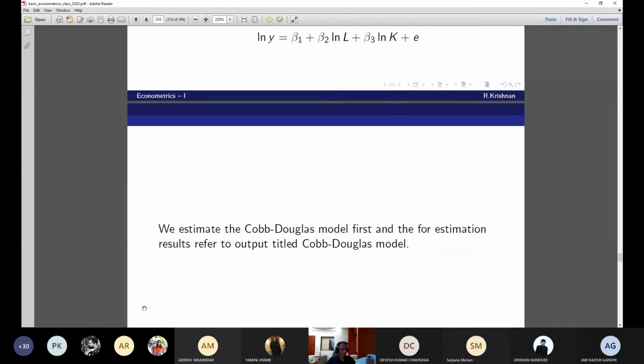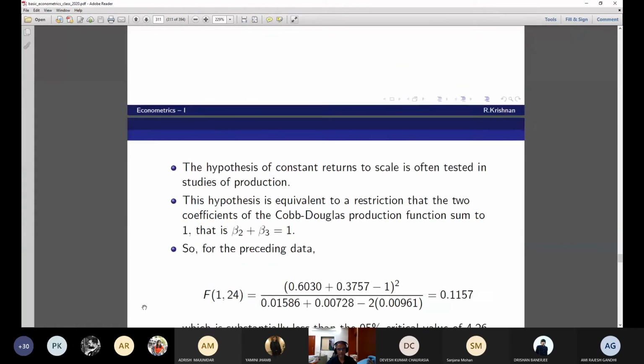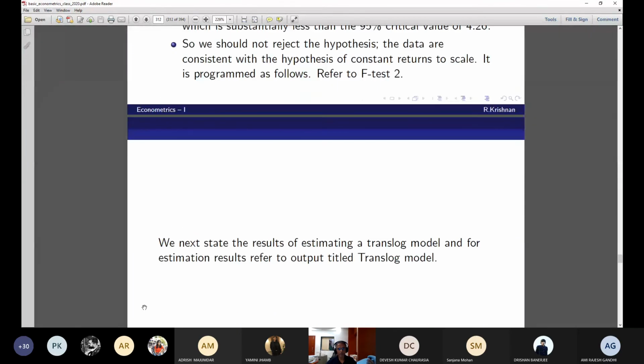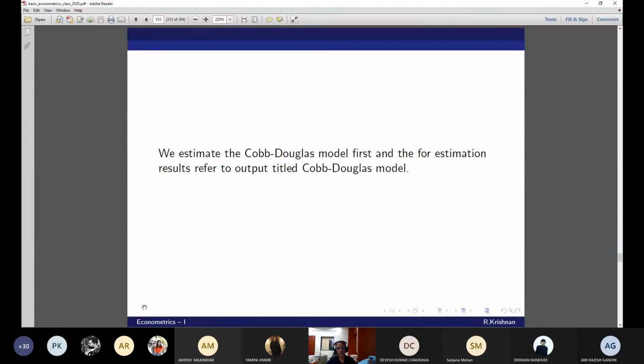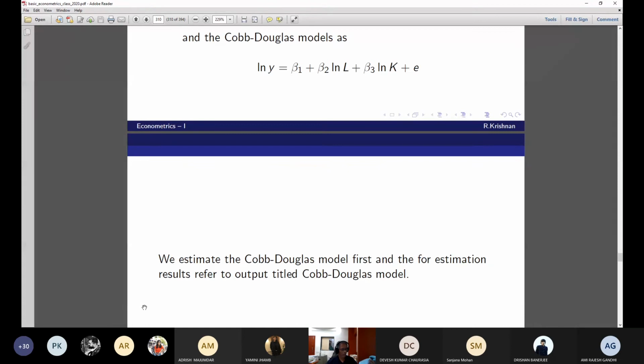Would you reject the hypothesis or accept the hypothesis from your output? Reject, sir. From our output, it is 1.768 with a significance level of 0.184, because the critical value from the F table with 3 and 21 degrees of freedom is 3.07. So we would not reject the hypothesis that the Cobb-Douglas model is appropriate.